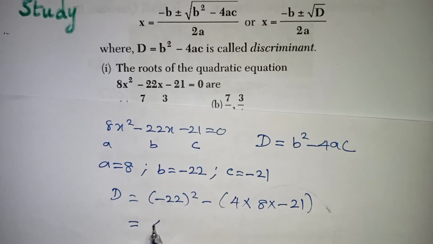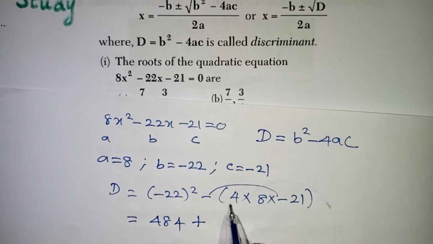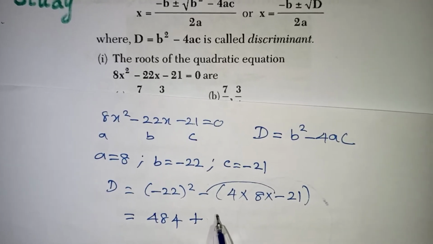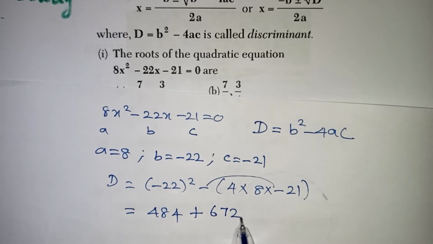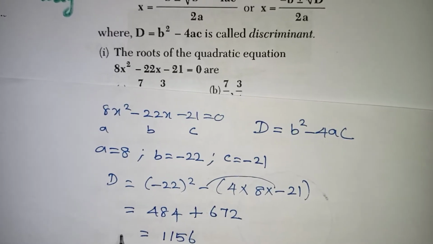22 into 22 will give you 484. This minus will become plus. So 4 into 8 will be 32. 32 into 21, if you multiply, we are getting 672. Now the addition is 1156, that is your discriminant value.